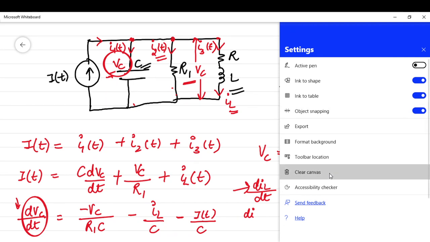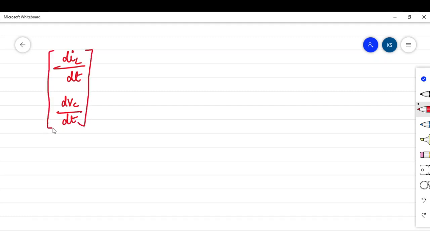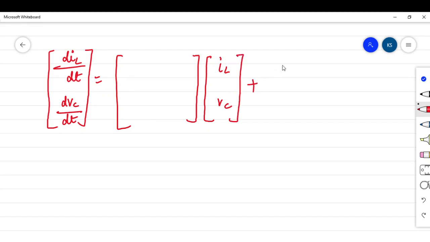I will take these variables, dIL by dt, and the second variable dVc by dt. This is my x dot. Now x dot is equal to A into x. So my x is IL and Vc, plus B is the input matrix and U is IT here.